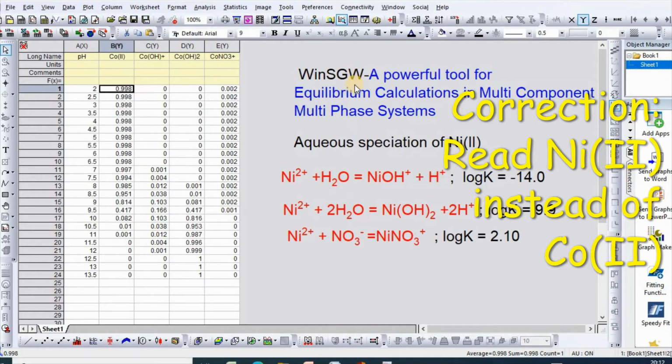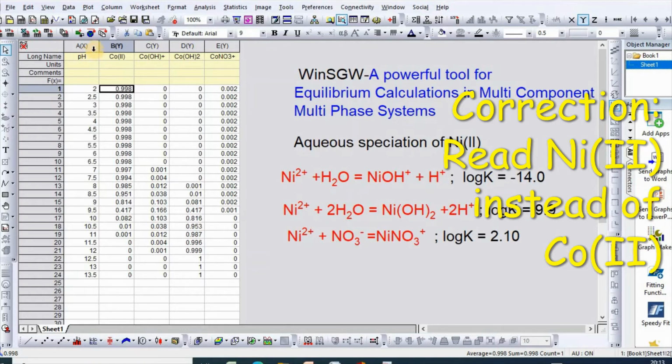So, using this tool, I have determined the relative distribution of cobalt 2 plus ion, cobalt hydroxide ion, cobalt and cobalt nitrate species, and I have taken this data from Excel sheet to Origin. Now I will show you how to plot aqua speciation.